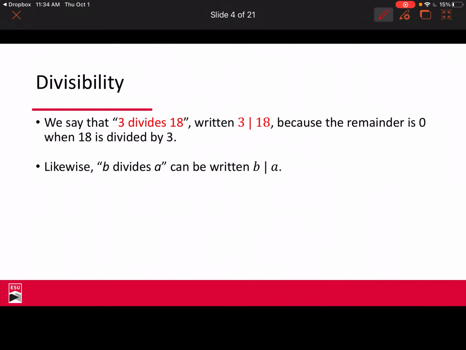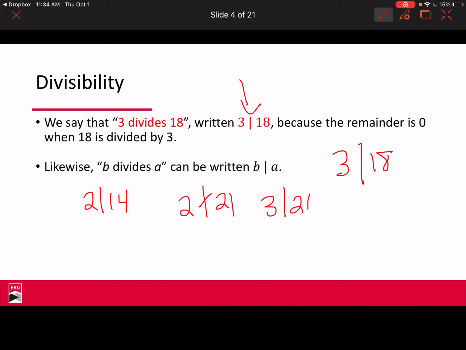We have this little symbol that you maybe haven't seen before, the vertical line, which means divides. So we can say that 3 divides 18, written as 3 | 18, because the remainder is 0 when 18 is divided by 3. Relatedly, we could say that 2 divides 14, or that 2 doesn't divide 21. But 3 divides 21, and 7 divides 21, using those numbers from the previous slide. So for any general b and a, we read b | a as b divides a.